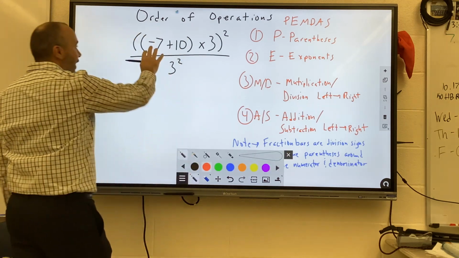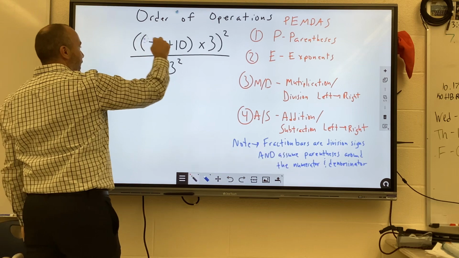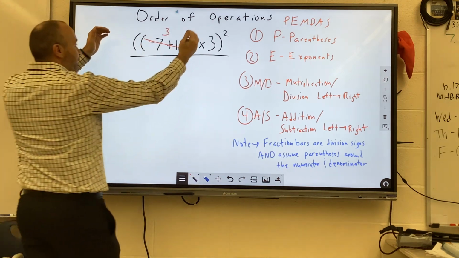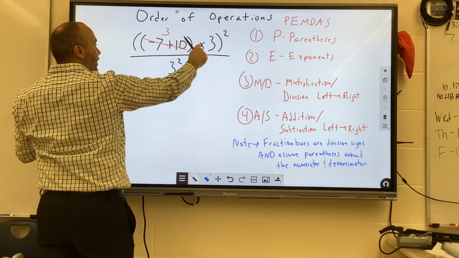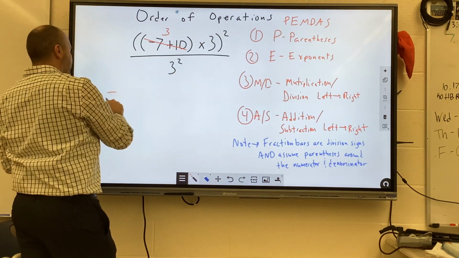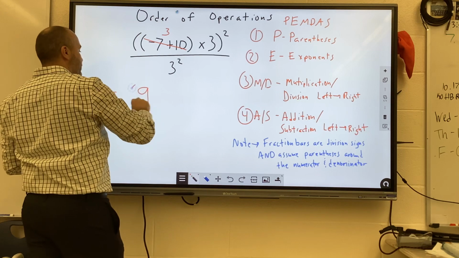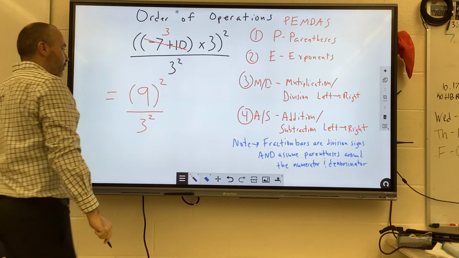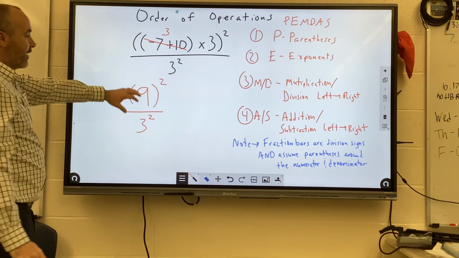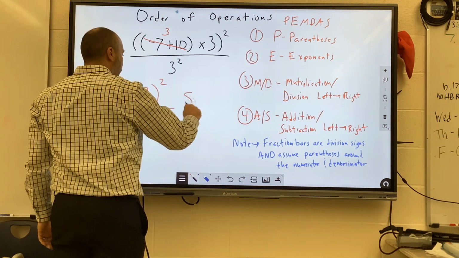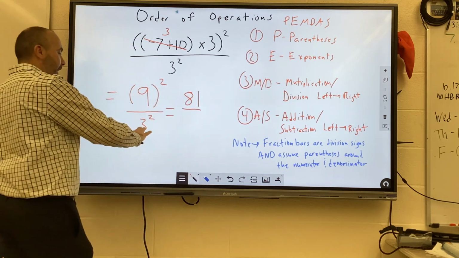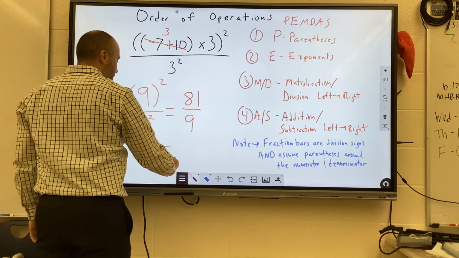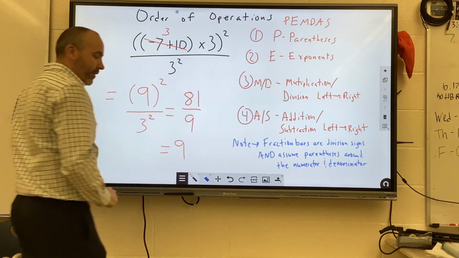In the innermost part, I have -7 plus 10, so that turns into 3. All right, so now we have these parentheses. I've got 3 times 3, that's going to be 9. So let's make this a little bit simpler. I'm going to rewrite it. So we have 9 to the second power, and then the denominator, 3 squared still. 9 to the second power is 81. And then now I can look at the denominator. 3 to the second power is 9. And dividing 81 by 9 gives us 9.